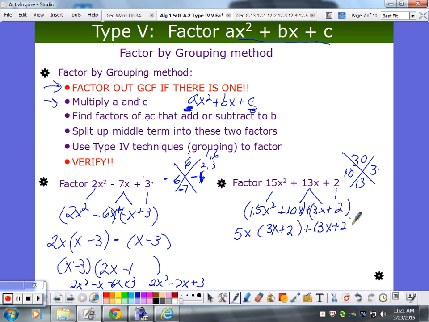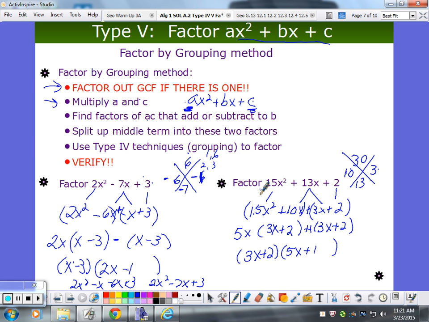Well, we don't want to. Look what happened. What do I factor out now? After I factor it out, what's left? 5x plus 1, right? Because there's really a 1 here.